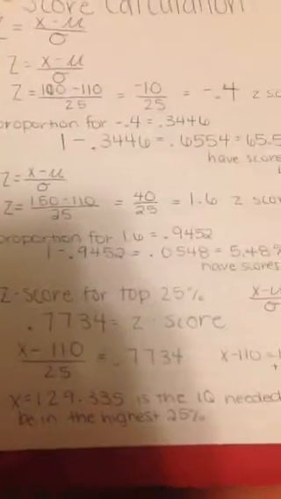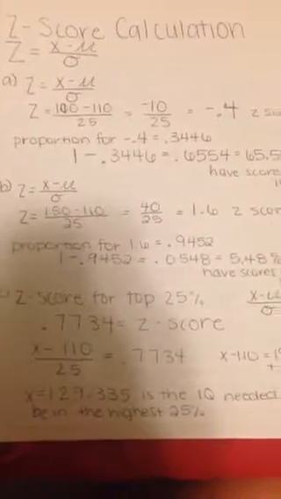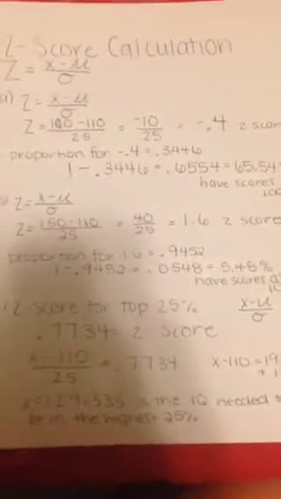For part C, it's asking how high of an IQ you need to be in the highest 25%. So you go to the z-score for the top 25%, and that equals 0.7734 for the z-score.